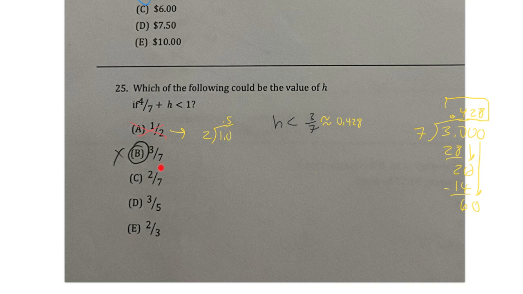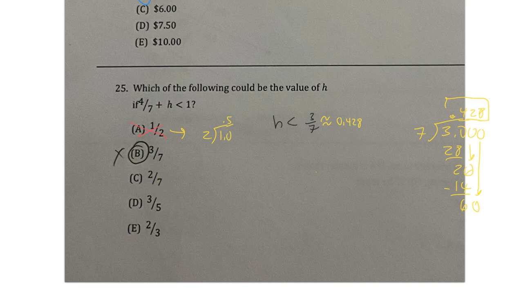3/7 is equal to 0.428, but we don't want h to be equal to 0.428. We want h to be less than 0.428. Well, how did I know 3/7 was equal to 0.428? Because that's literally what we just found. 3/7 is 0.428, right?